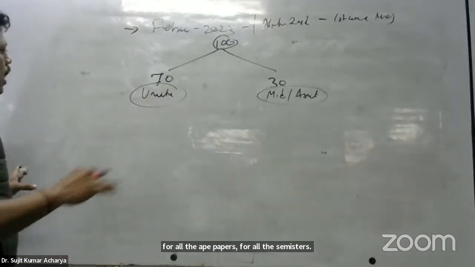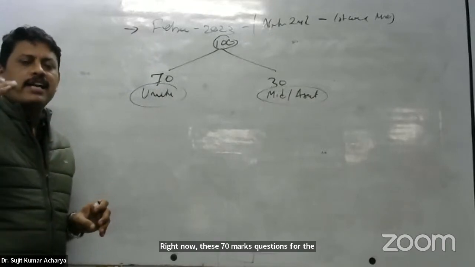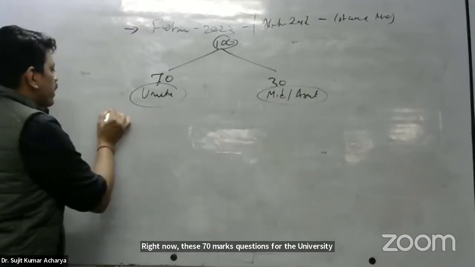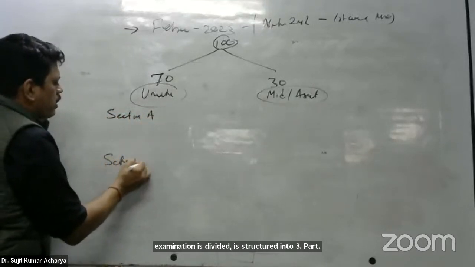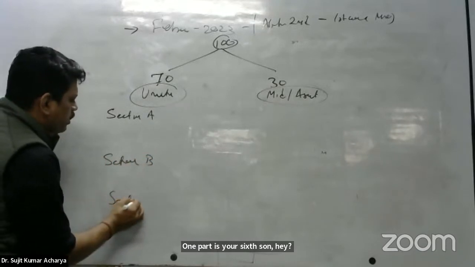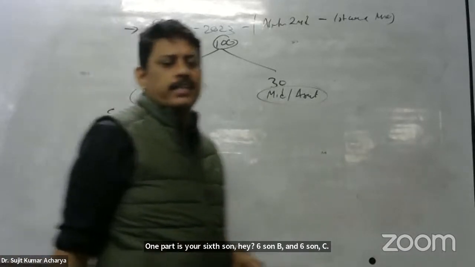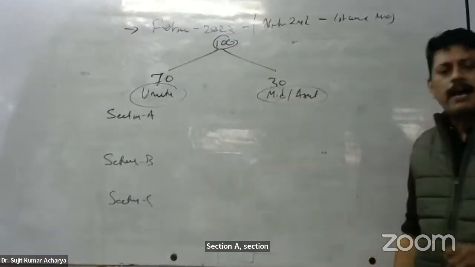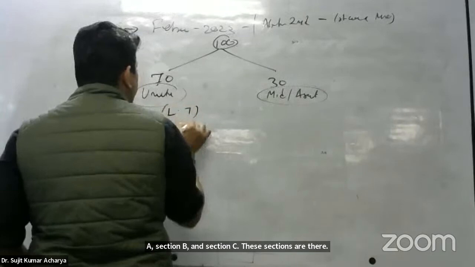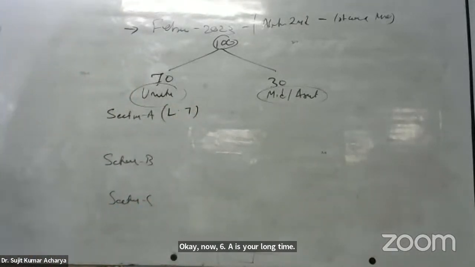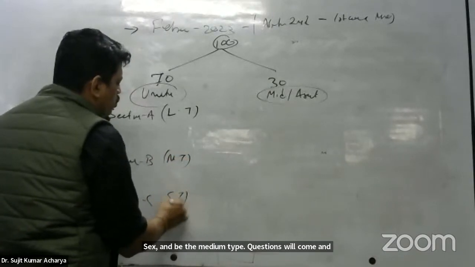Now, the 70 marks of questions for the university examination are structured into 3 parts: section A, section B, and section C. Three sections are there. Okay. Section A is the long type, where the long type questions will come. In section B, the medium type questions will come. And in section C, the short type questions will come.